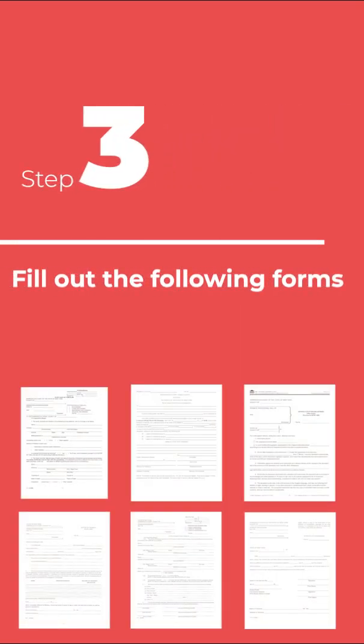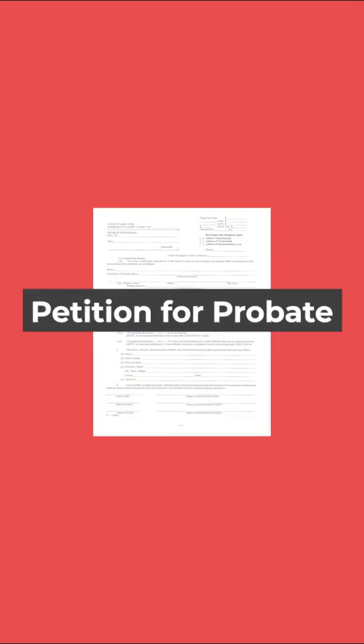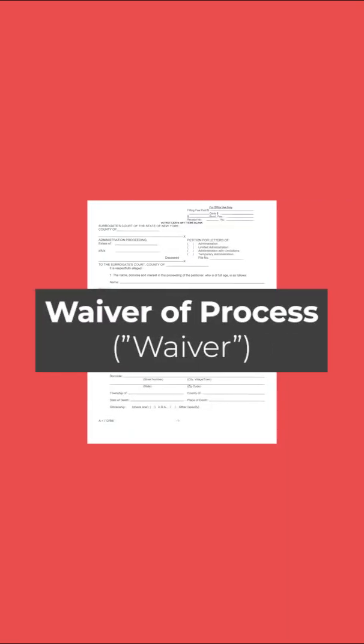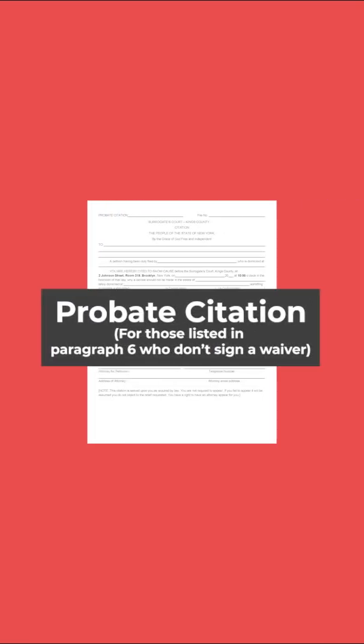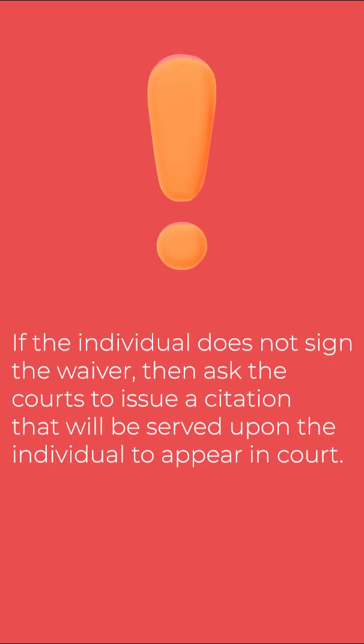Step 3. Fill out the following forms, and there's a lot of them. First, the petition for probate and letters testamentary. Secondly, either a waiver of process consent to probate, known as a waiver, or a citation for everybody listed in paragraph 6 of the will. If the individual does not sign the waiver, then ask the courts to issue a citation that will be served upon the individual to appear in court.